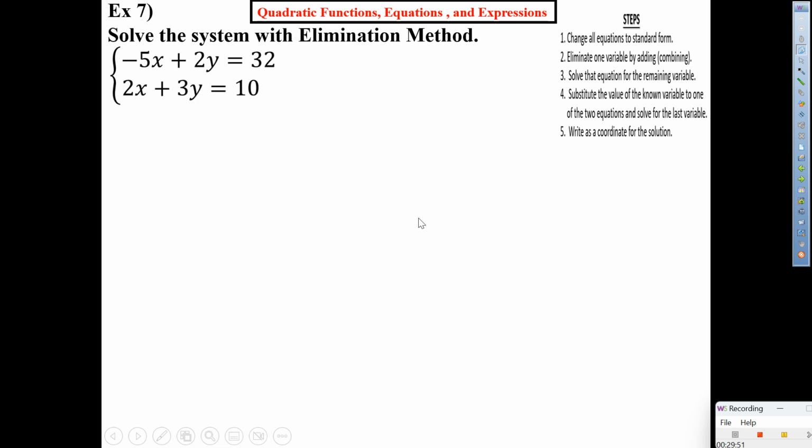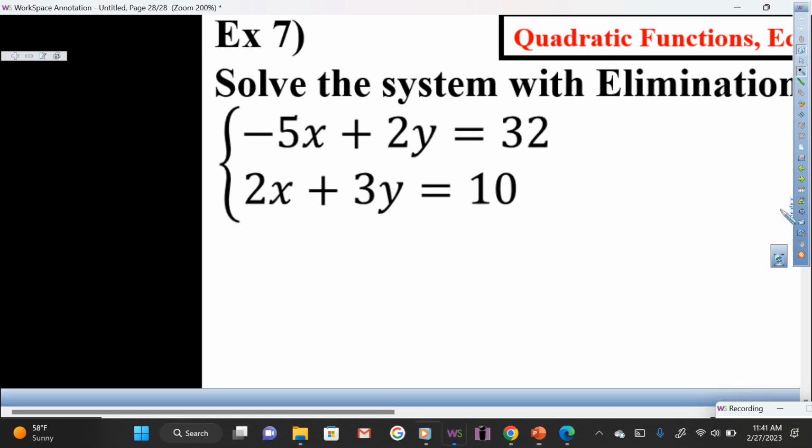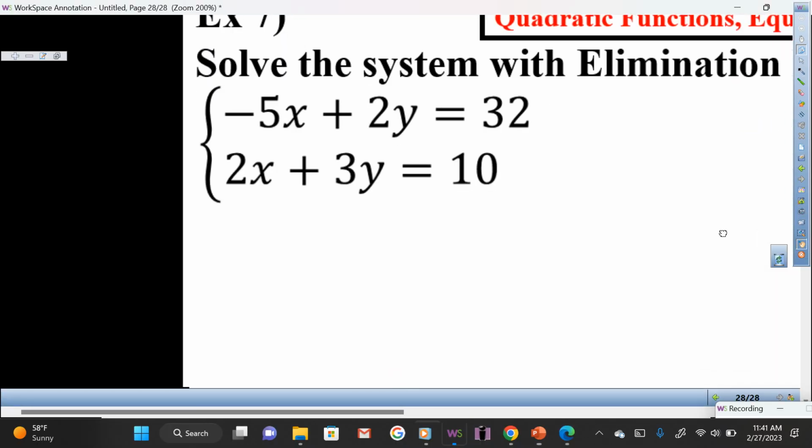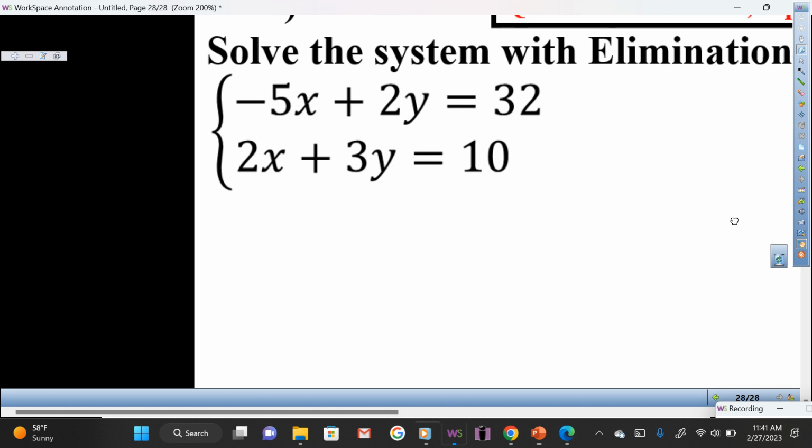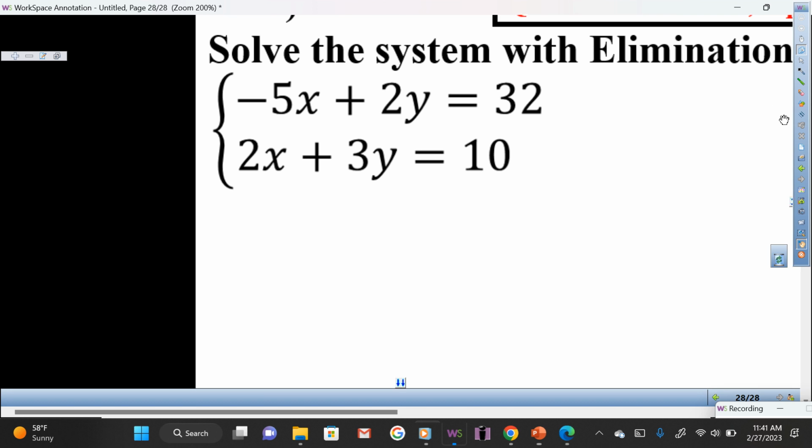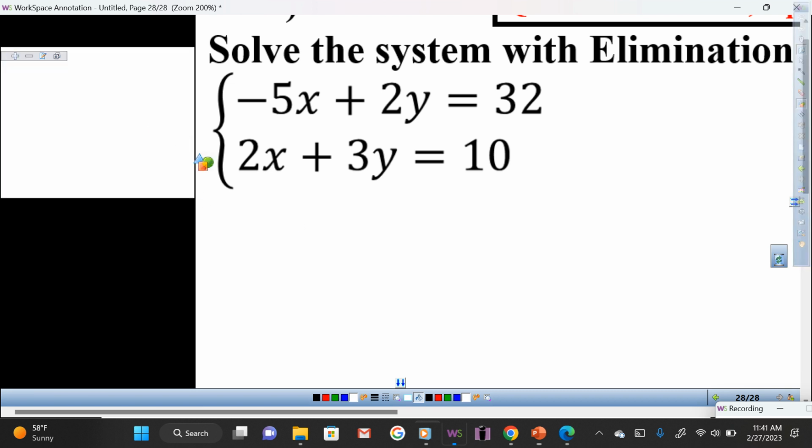Number 7. Negative 5x plus 2y equals 32, and 2x plus 3y equals 10. And I can assure you that this was one that gave you guys problems. Get it? Problems? Get it? When you got to these.